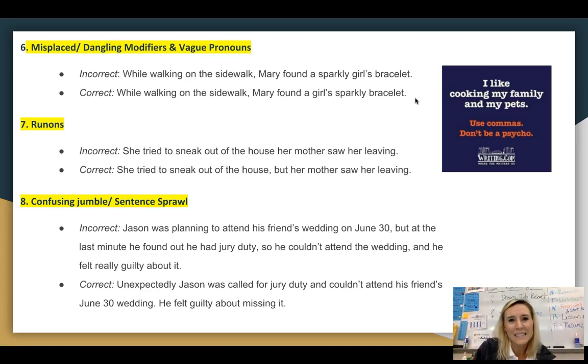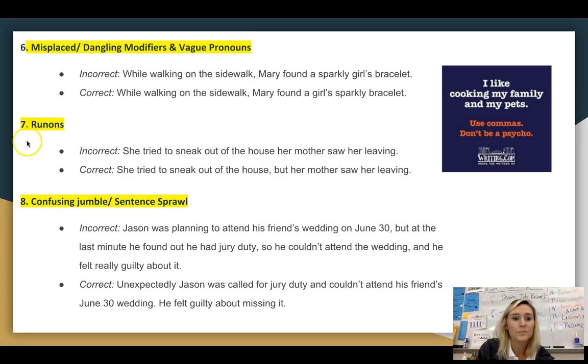The problem is what you've actually done is you've put your modifier in the wrong spot, okay? Mary found a sparkly girl's bracelet. That's saying that the girl is the one that sparkles, not the bracelet sparkles. I mean, you could be referring to her personality, but I don't think so. I think you were trying to say that the bracelet was sparkly and it probably belonged to a girl. So here's what you have to do. While walking on the sidewalk, Mary found a girl's sparkly bracelet. Now it's correct. That one's tricky.